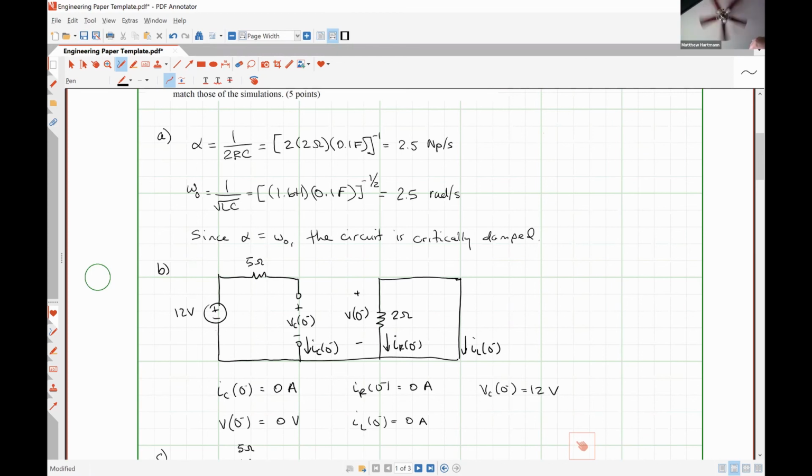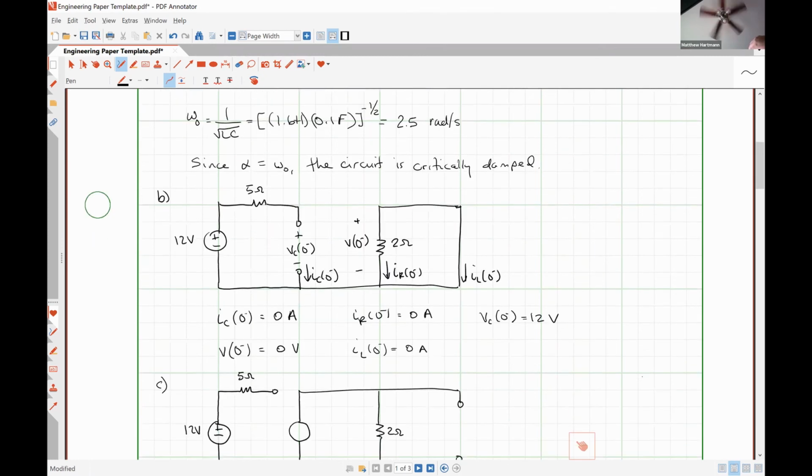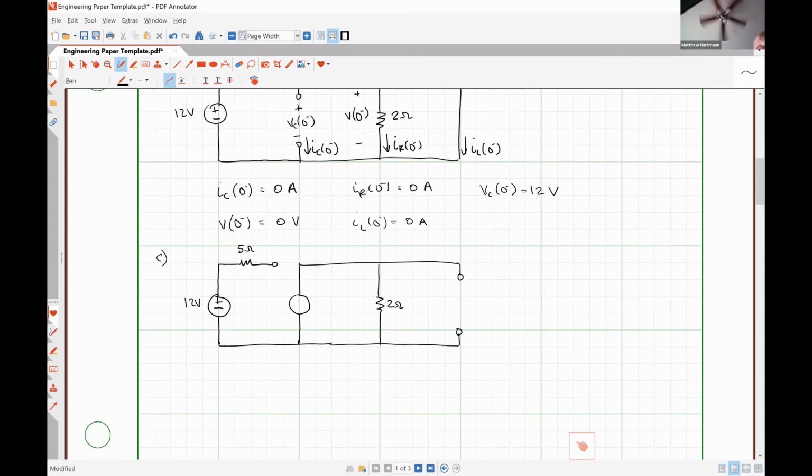All right. So we can do a simple Kirchhoff's voltage law loop around the left-hand side of the circuit there and find out that VC at 0 minus is equal to 12 volts, and then we can apply that here. So our capacitor now looks like a 12-volt source. So this is V at 0 plus. Here's IC at 0 plus, IR at 0 plus, and IL at 0 plus.